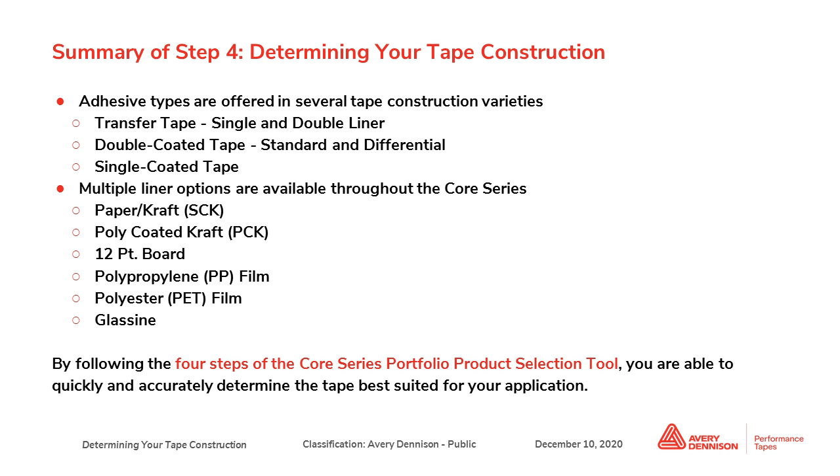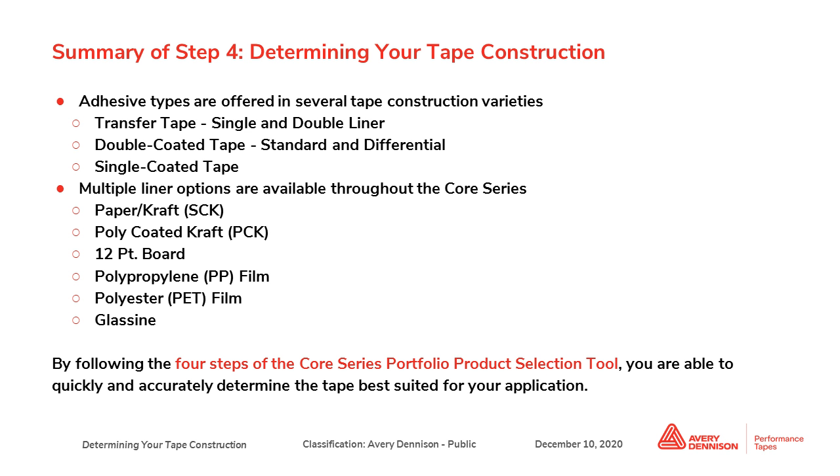Summary of this was step 4, determining your tape construction. Again, we learned about the different constructions available, how there's transfer tapes and how they could have single or double liner configurations. We have double-coated tape, both standard and differential, where differential is you could have 2 different adhesives on either side. We also offer single-coated tape in the core series. In addition to those constructions, we have multiple liner options available throughout. The SCK, the poly-coated craft, the 12-point board, polypropylene film, polyester film, and glass seed.